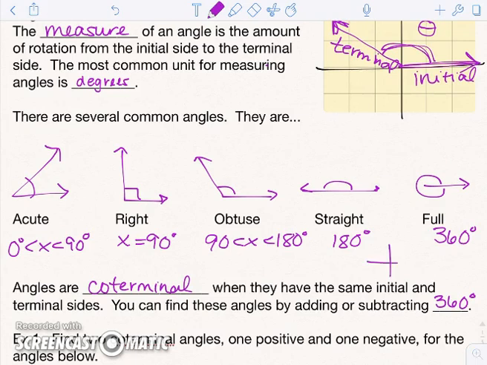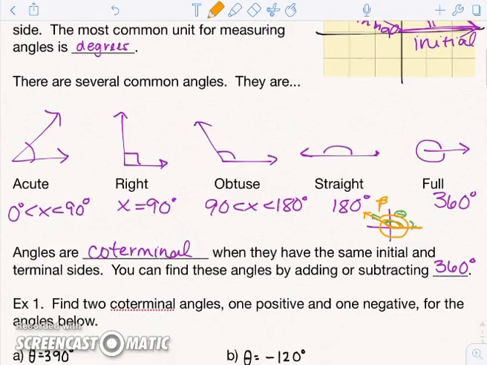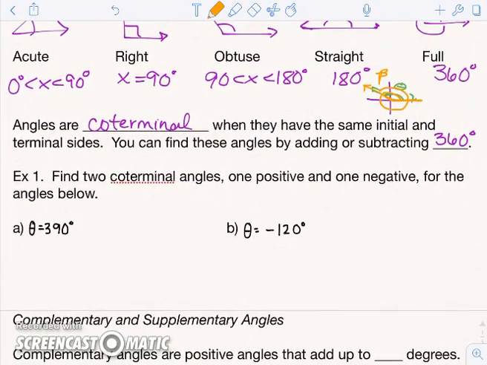That would be like me saying this angle right here, which we'll call theta, and then an angle that went one extra rotation, so started here, went all the way around, and then ended here, we'll call this one beta. Those are coterminal angles. They look the same. Minus that extra rotation, their start and end are actually the same. To find coterminal angles, this one asks for one positive and one negative. Again, you add or subtract 360. It's one more rotation around.